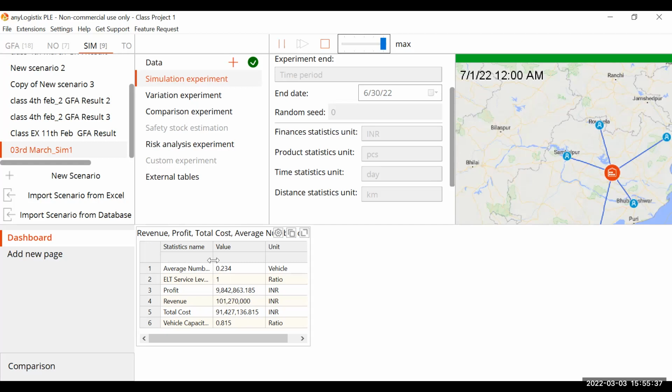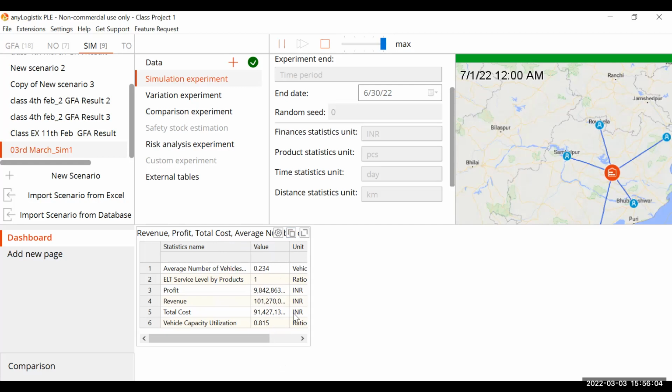ELT service level is 1. That means whatever customer has demanded within the expected lead time, I'm able to meet that. Average number of vehicles on an average 0.2, 25%. Vehicle capacity utilization: whatever vehicles I have utilized, each time vehicles have been utilized around 80% of the capacity, because I have told less than truck load, right? On an average, 80% of vehicle capacity utilization has happened.